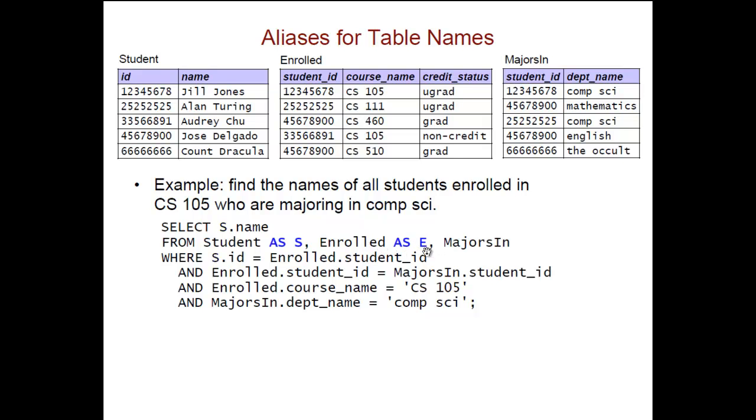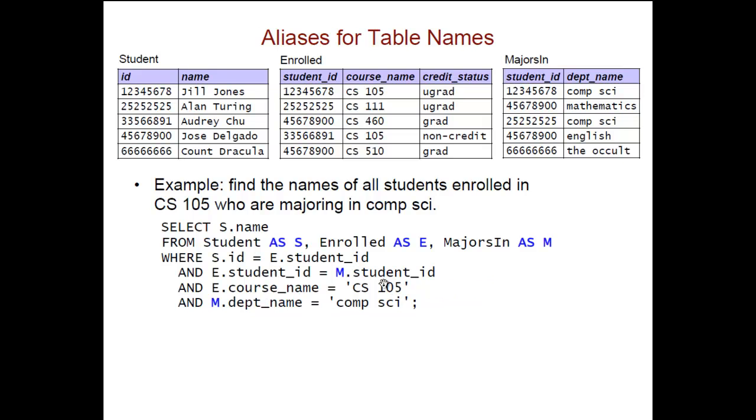Now it wouldn't have to be just a single letter, the alias can be something longer if we want. But now that I've said that I want to use E, any place where I have enrolled, I'm going to put E instead. And then majors in as M, and again, any place I have majors in, I replace it with M. It turns out the keyword as is optional, so we can omit it and just have the alias come right after the name of the table with a space in between. And so this is the final version of my query.